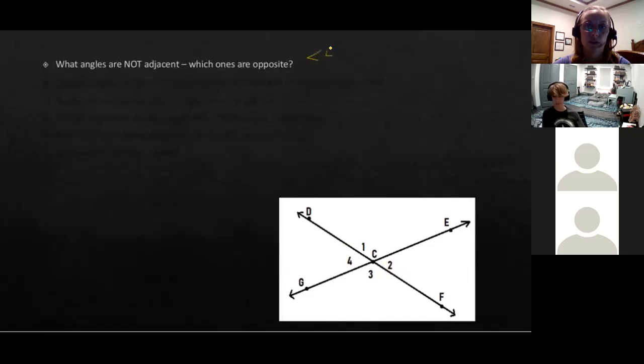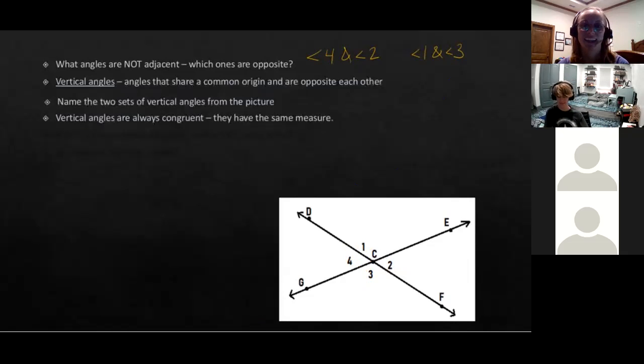So angle 4 and angle 2 are opposite of each other right here. And then 1 and 3 are also opposite. These are called vertical angles. Oh, now it won't work. Okay. There they all come at once. Vertical angles: angles that share a common origin and are opposite of each other. So that origin, or their vertex, is C. And if you look, they use the same lines, their rays here.